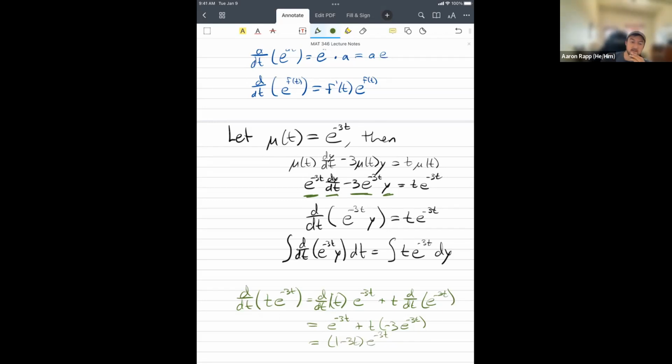So I then know the antiderivative of (1 minus 3t) times e to the negative 3t is t times e to the negative 3t. But it is not its own derivative or antiderivative. So that's actually not the easier of the two. Oh, go ahead, sorry. It's okay.